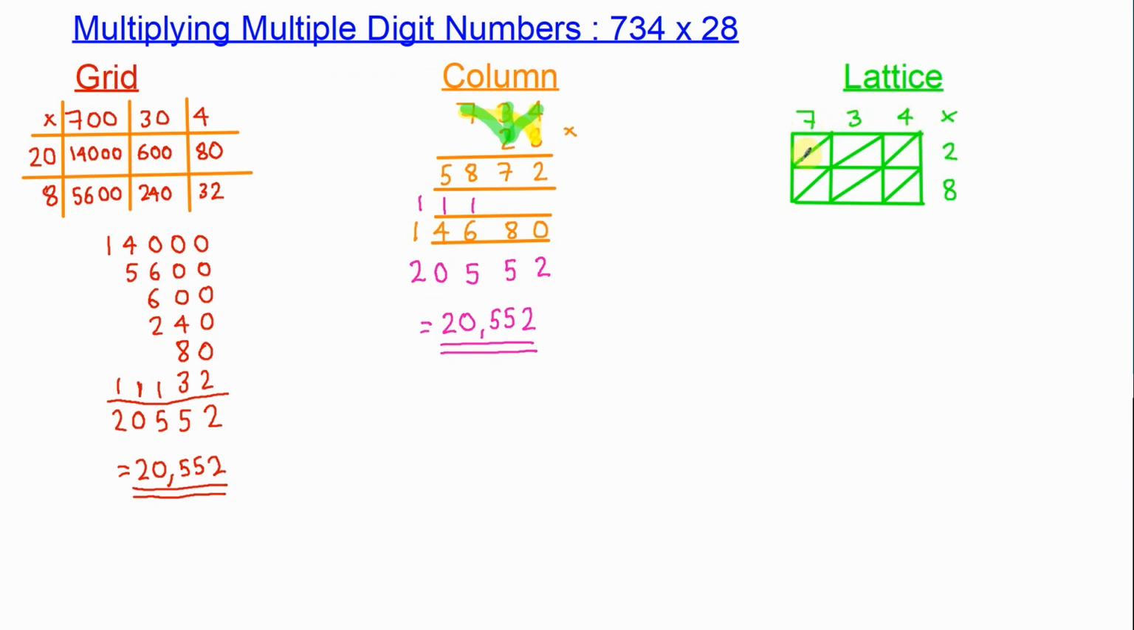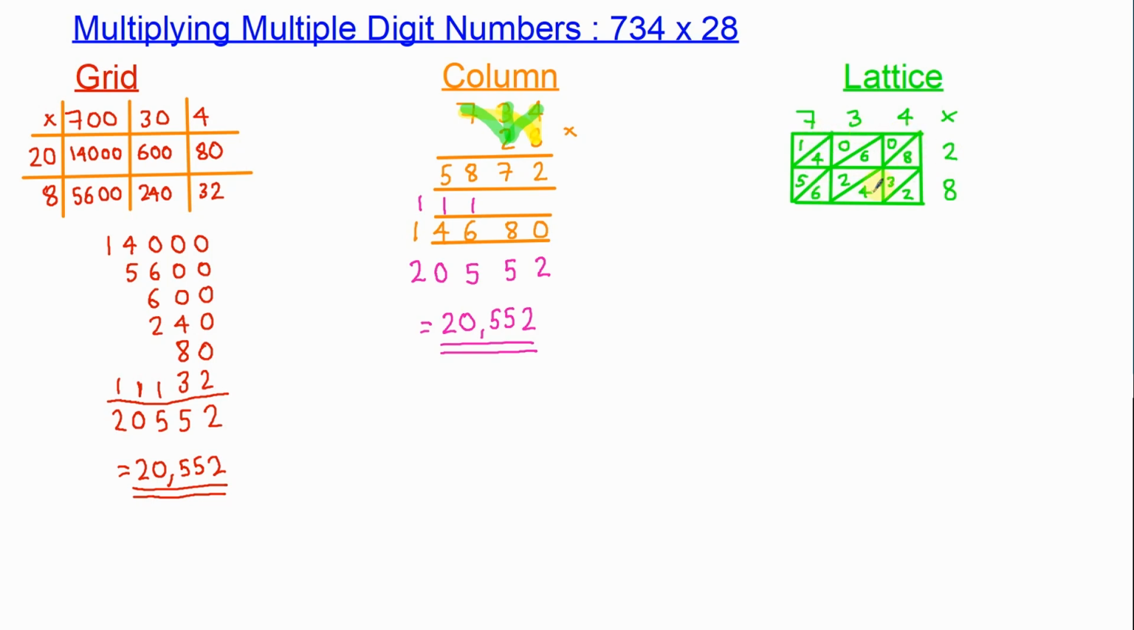And to show you this, the answer here will be 7 times 2, which gives us 14. This box will be 3 times 2, which is 6, so we write 0, 6, and 4 times 2, 0, 8. Similarly down here, 7 times 8 gives us 56, 3 times 8 gives us 24, and then 4 times 8 gives us 32. And then to work out your final answer, you add up all the different diagonals, what I like to call the little pipes.